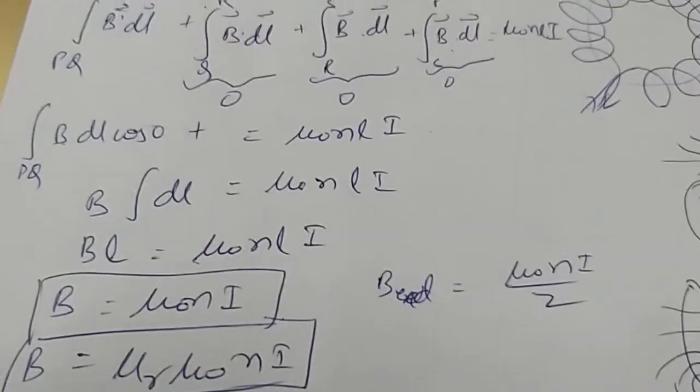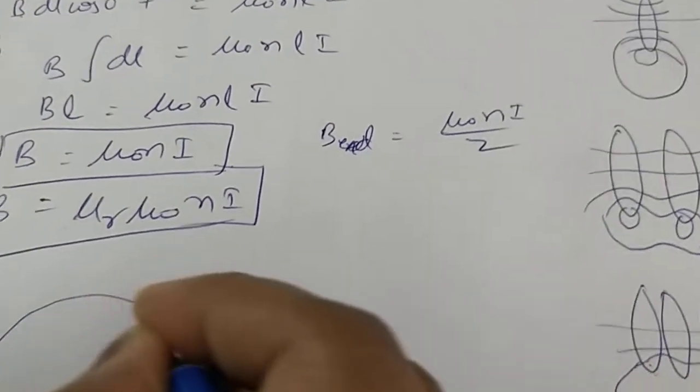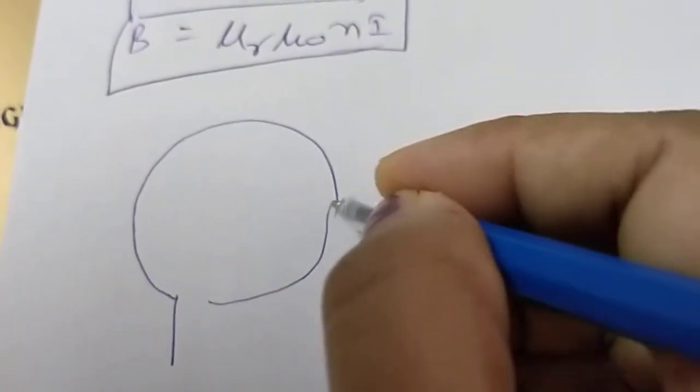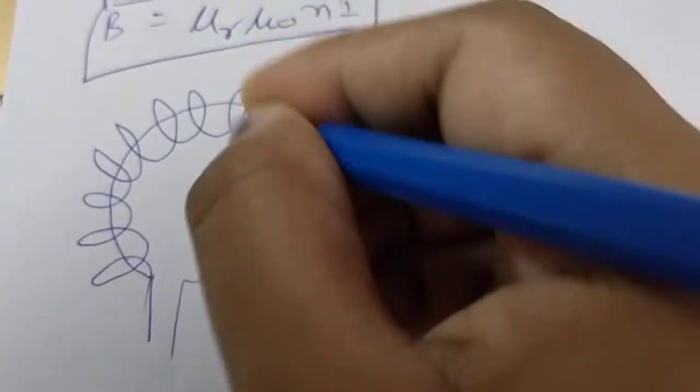Now I told you there is another term called toroid. An endless solenoid is a toroid. So for a toroid, how will you find the magnetic field? First you need to draw how to make a toroid. You draw a circle first, and then on the circle you make this kind of a helix.